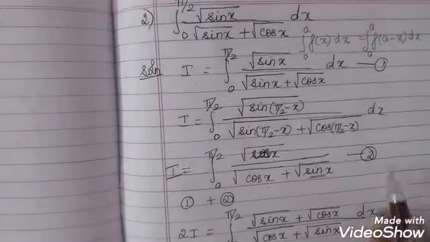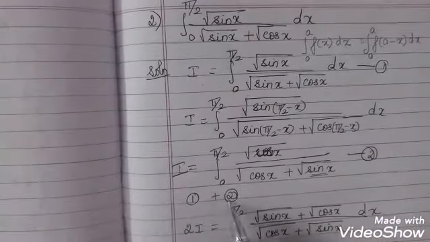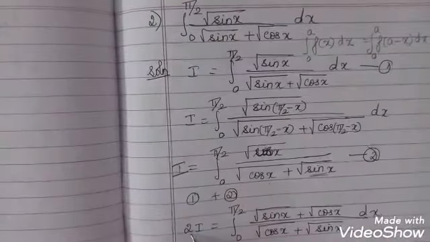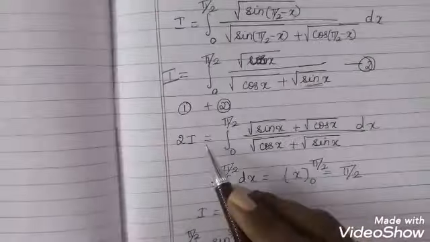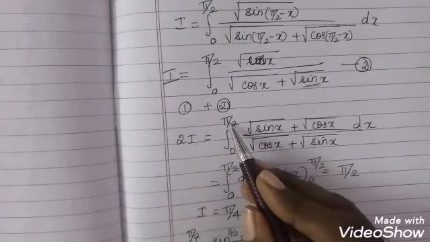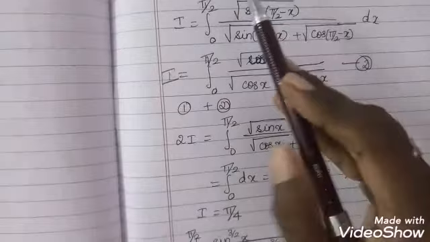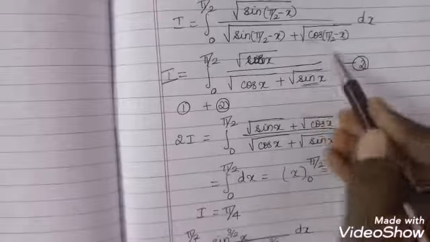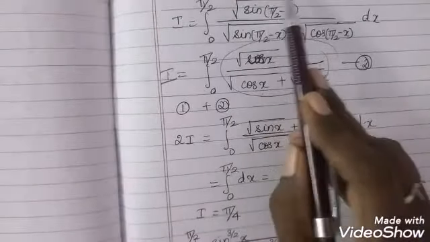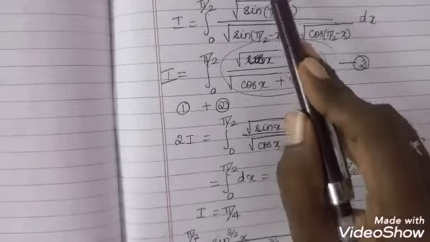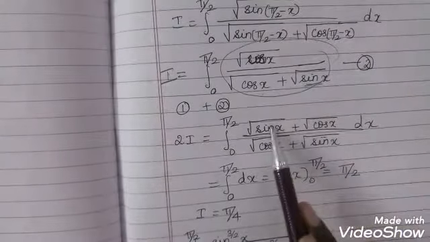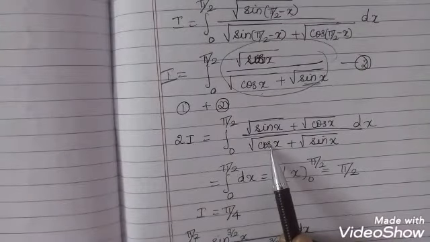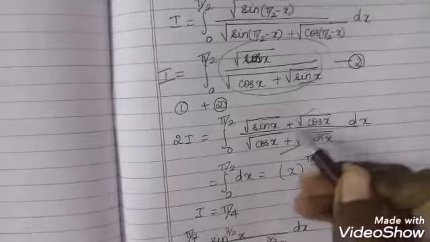So what's the next step I will do here? I will add 1 and 2, 1 plus 2. Got it? So 1 plus 2 is I plus I, which is equal to 2I, which is equal to integral over 0 to pi by 2. Now again, as I told you, it has got the same limit, so I can just add these two integrands. When I add the integrands, the denominator is the same, so I can just add the numerators. It's root sin x plus root cos x divided by the same denominator, root cos x plus root sin x. So what happens here? It gets cancelled.